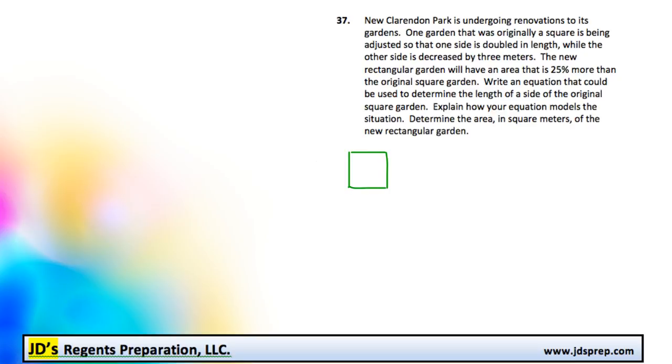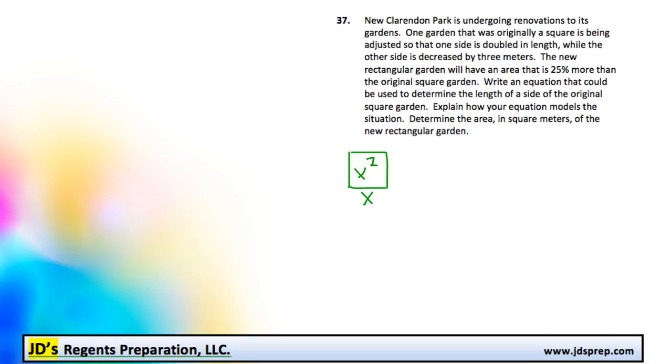So initially the garden is a square. Now we don't know the side length, so we'll call it x. And then, of course, to find the area of that square, we would multiply x times itself. So x squared would represent the area of that garden.